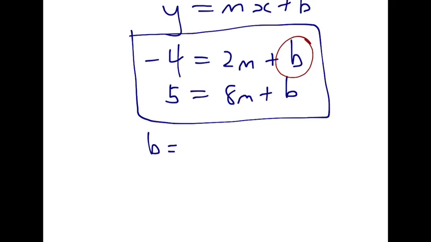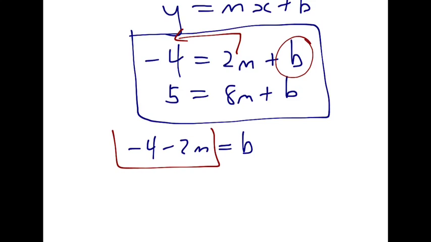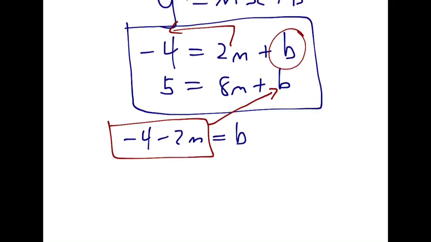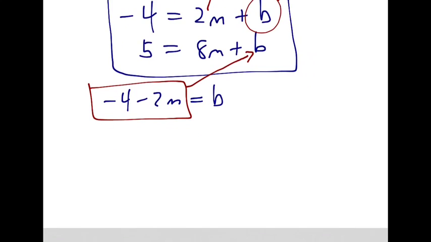So b equals -4, and I'm just bringing this 2m over, minus 2m. Maybe I should write it the right way. So it'd be -4 minus 2m equals b. That's probably a better way to write it. Okay, then I make my substitution. I replace b in the other equation with this statement. It goes right there. Okay, so this would be 5 equals 8m plus (-4 minus 2m).